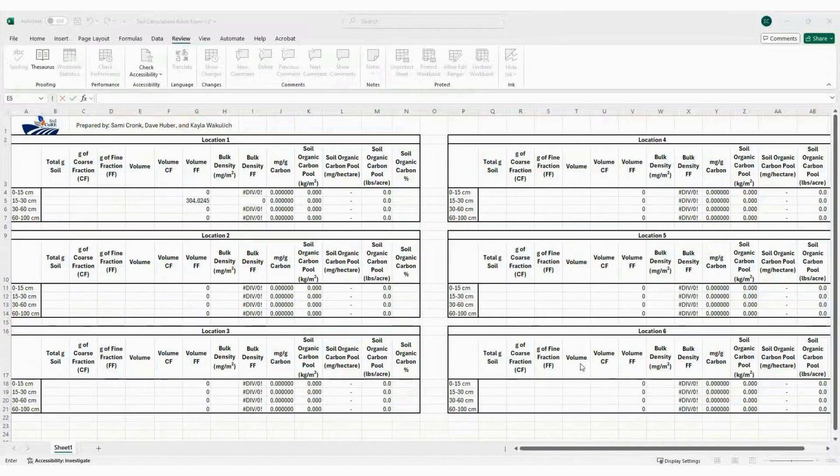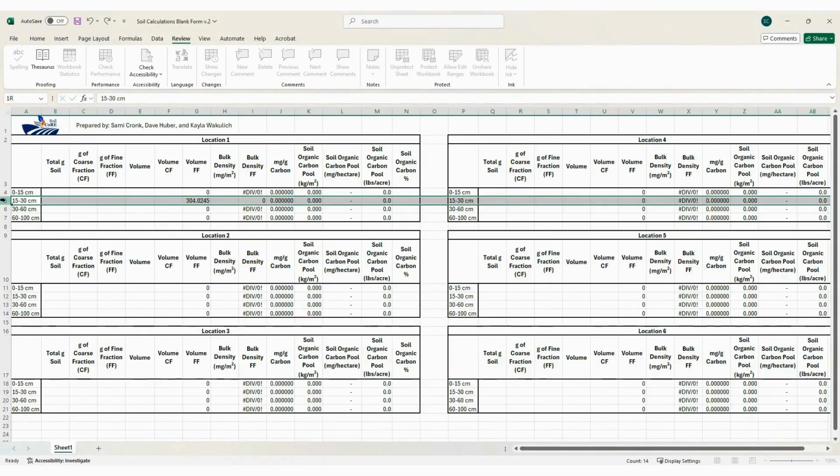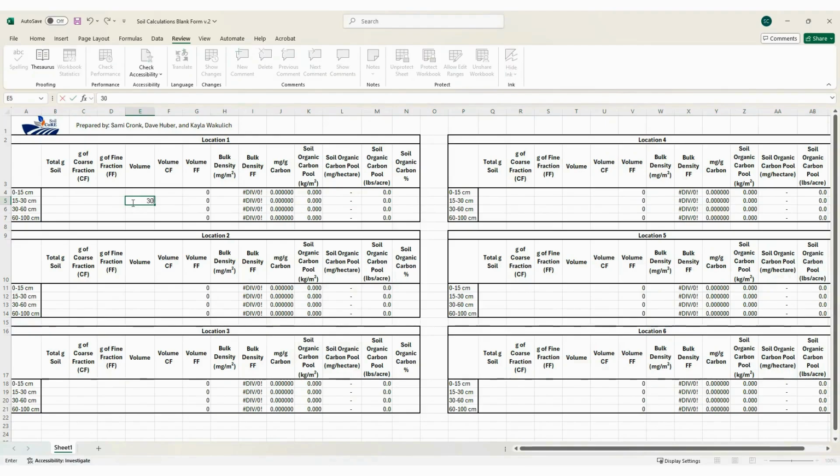So we are going to enter the information provided for the example sample earlier, sample ID 110. I'm going to fill in some things for context. This was my 15 to 30 centimeter increment, and I provided the lab with fine fraction material volume only of 304.0245 grams. I will enter it in the volume column, column E.